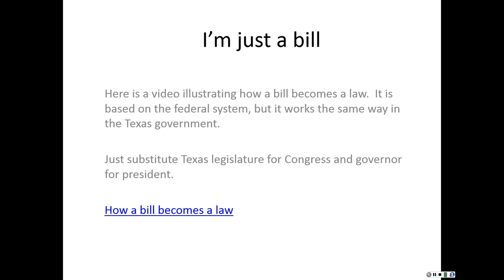I've actually included a link to how a bill becomes a law. It's the old Schoolhouse Rock. It applies to the federal government, but it applies to how Texas does our bill making process, our legislative process. If you watch this and substitute the Texas legislature for Congress and governor for the president, it applies to our process today.